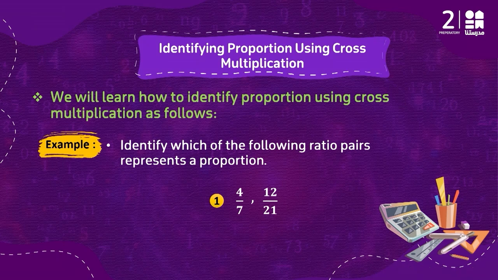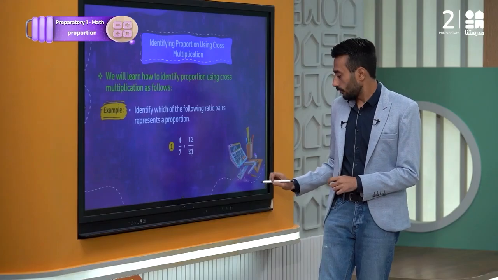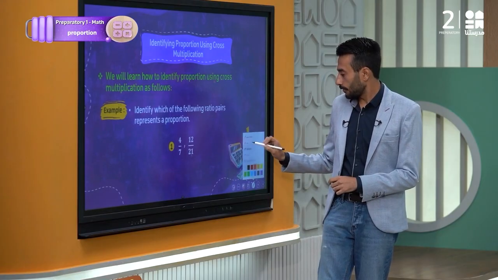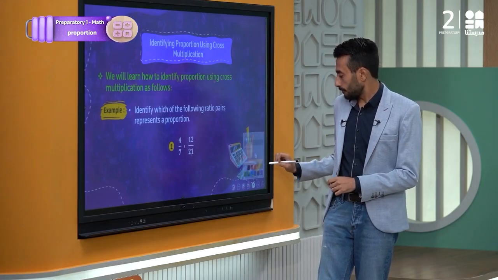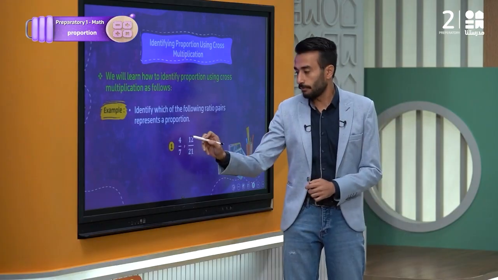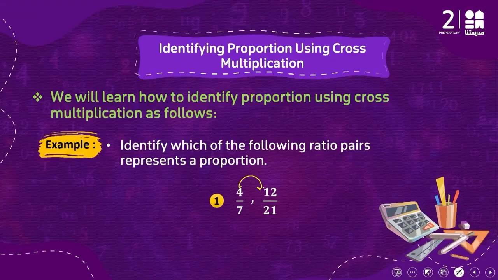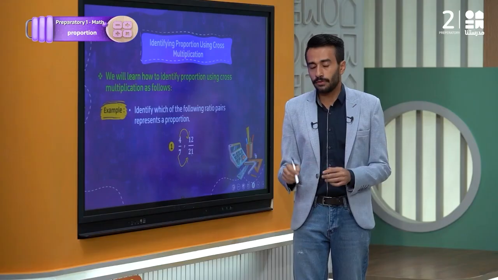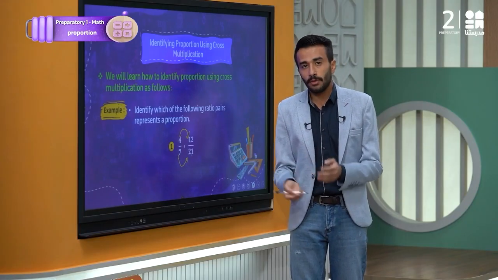As we said before, we have these two ratios or fractions. How can we discuss if they are equal or not? As we said before, we need to find if there's a number multiplied by 4 to be 12 and the same number multiplied by 7 to be 21. This is what we finished previously.